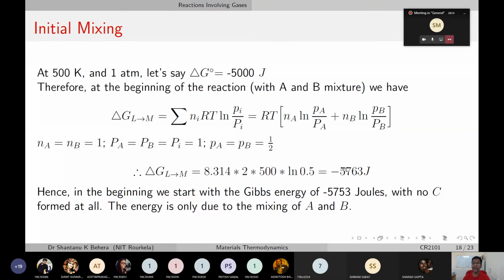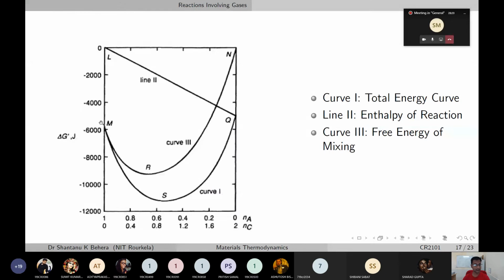And this is only because of the mixing of A and B. There's no reaction involved here, right? And if you go back to this one, you see that this is minus 5,763, that's L to M, and that has formed without any reaction. That's only because of A and B mixing together, which is the first part of the discussions we had, for the gaseous mixing. And from here onwards, reaction starts as well as the mixing.